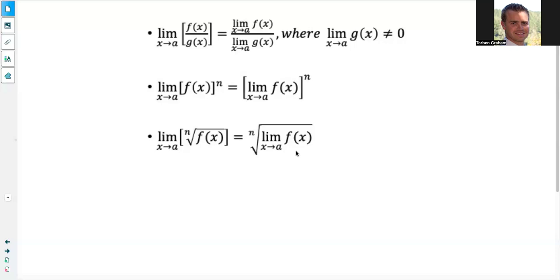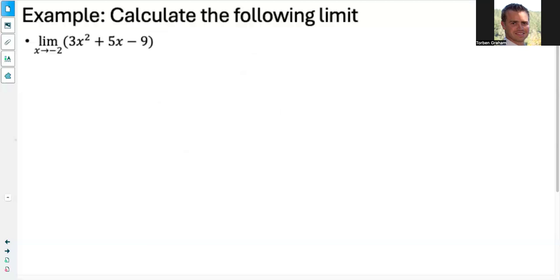So we'll do an example about how one of these can be utilized, and then you can essentially extrapolate it to other practice questions. So for example, calculate the following limit. So we've got the limit as x approaches -2 of 3x squared plus 5x minus 9.